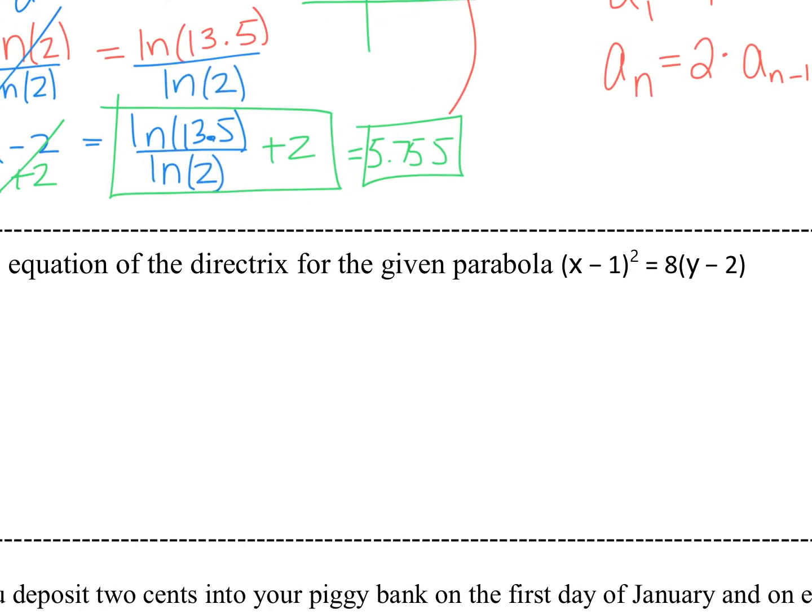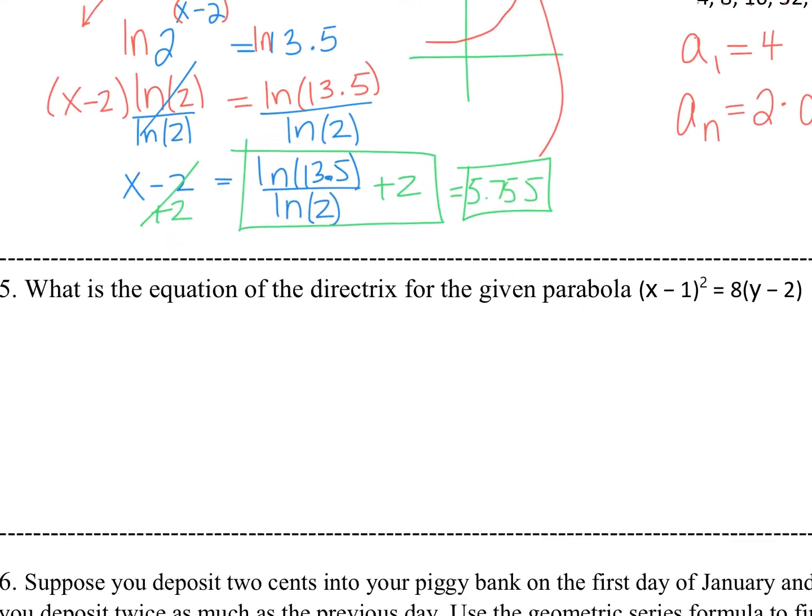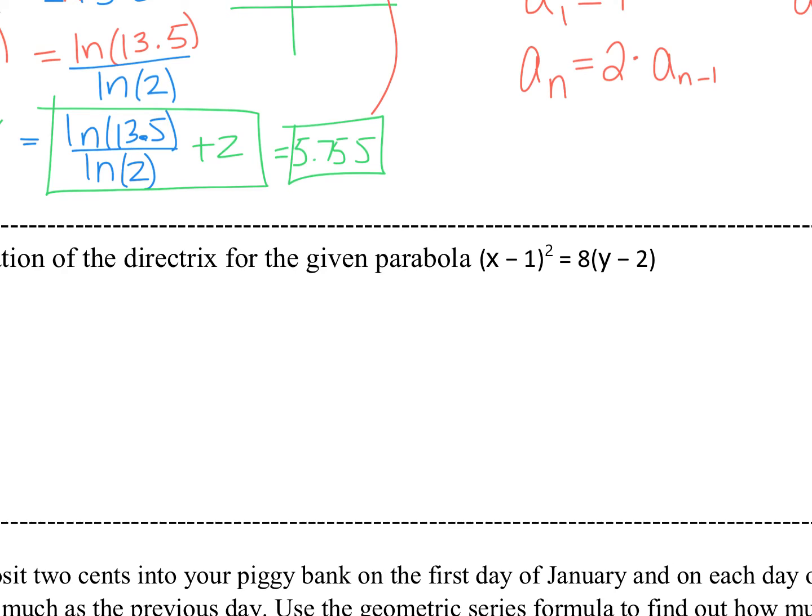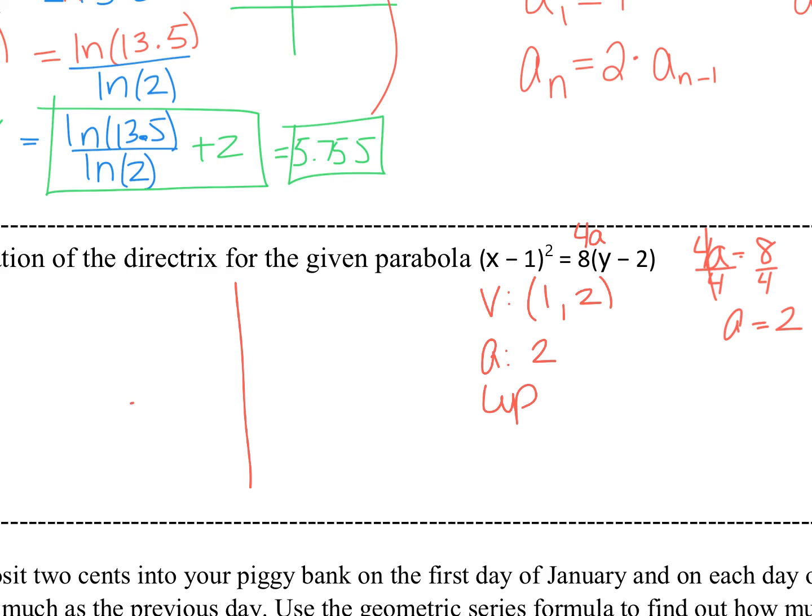Next question says find the directrix. What is the directrix of the given parabola? So let's see. The vertex of this is 1, 2 because it's the negative positive deal. And the a value is in here. This is the 4a part of the formula. So 4a equals 8. I'll give you the formula on the board or on the test. A equals 2. So a equals 2. This means that that distance is 2. And this one opens up because it's x squared and there is no negative sign in front of the 8.